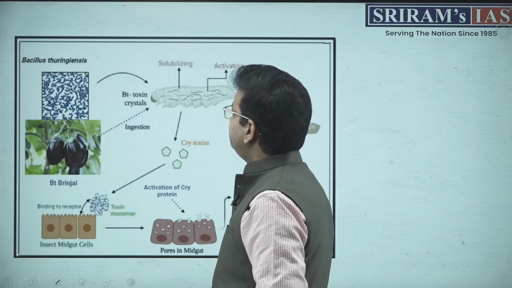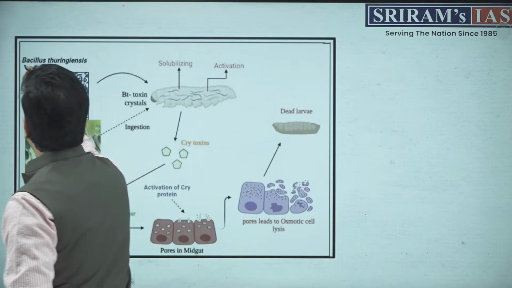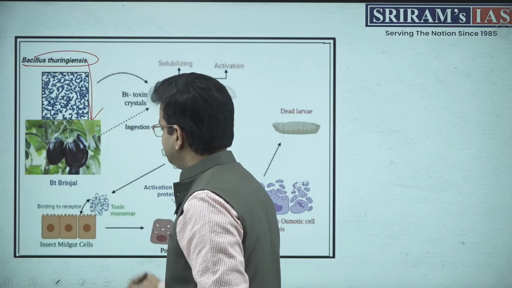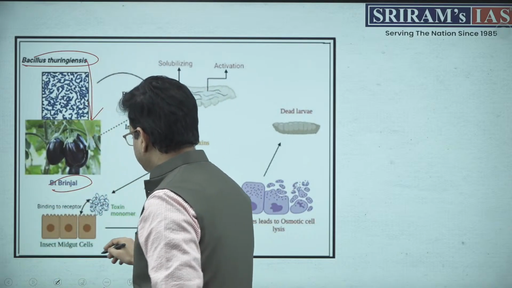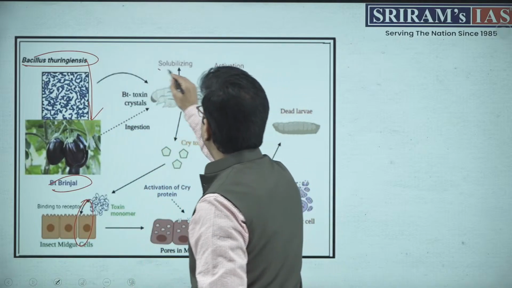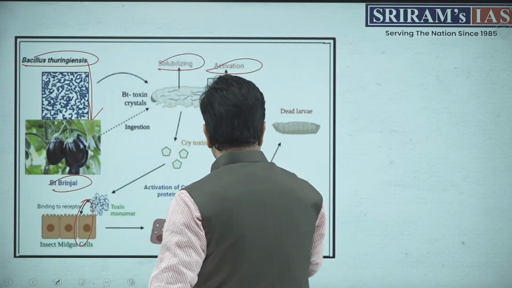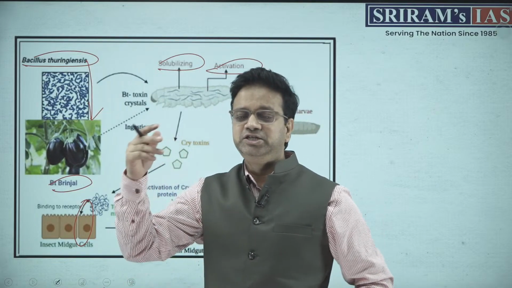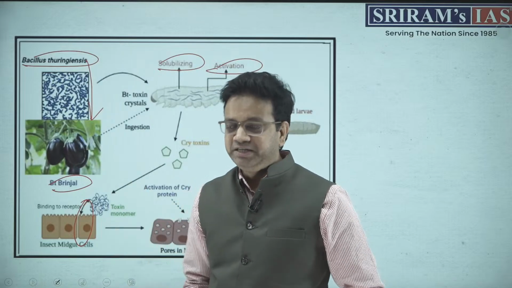Now, if you look at the functioning, Bacillus thuringiensis, this is the bacterium which is taken into consideration in BT brinjal. And this is where the midgut or the insertion of the monomer takes place, and after the solubilization and activation, osmosis of the cell takes place and further leads to the development of other BT crops.